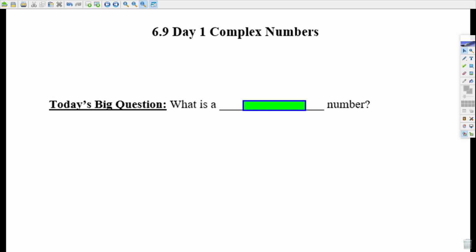We're almost done with chapter 6. We have about 2 days left, and then we'll be finished with it. We can move on to a whole new chapter. This is going to be 6.9. There's actually 2 days of this. It's called complex numbers. So what is a complex number?